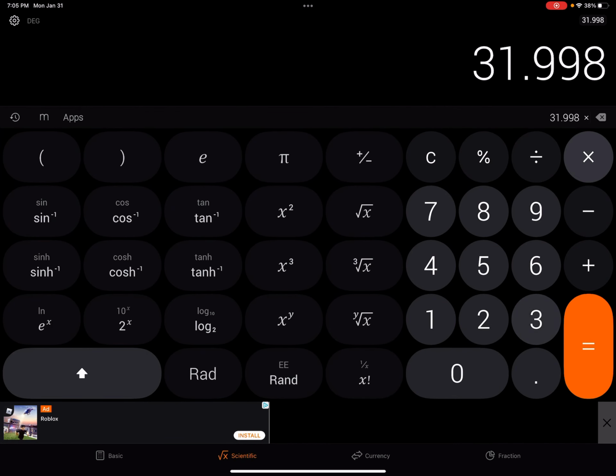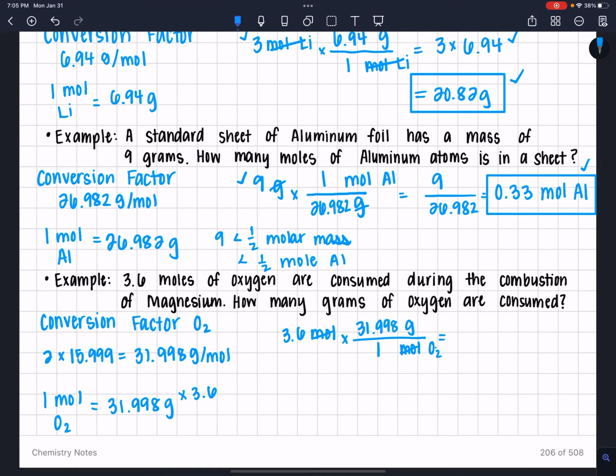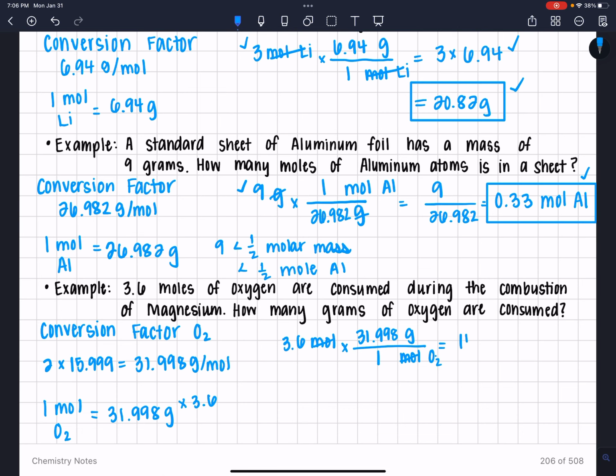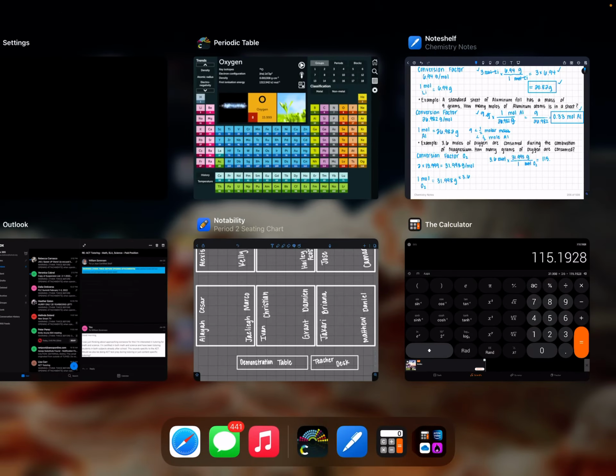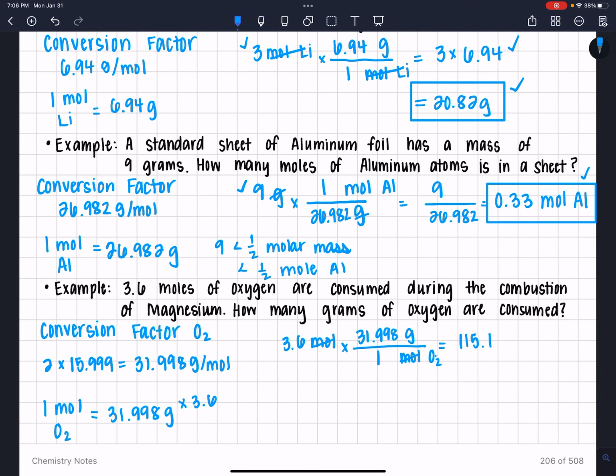When I do that, let's see what we get. 115.1928. That's not too many decimals to write, so I think I'll write all of them. 115.1928 grams of oxygen.